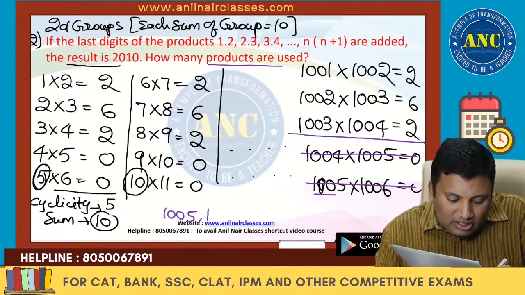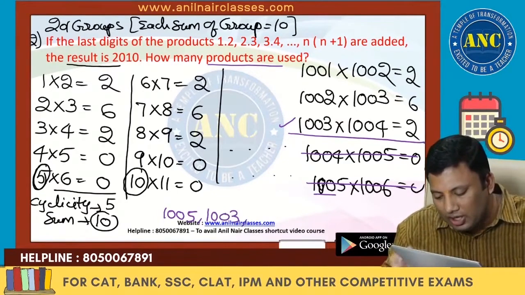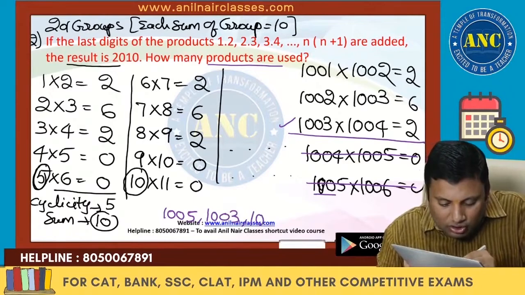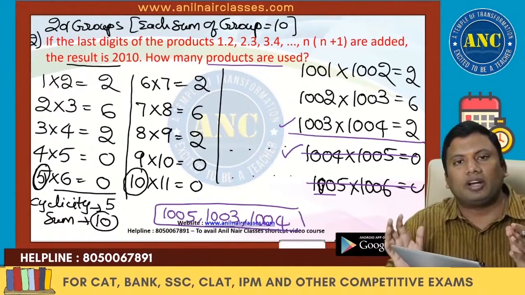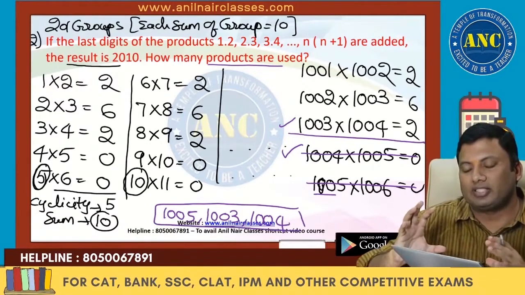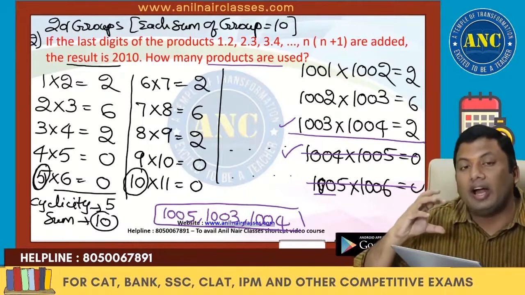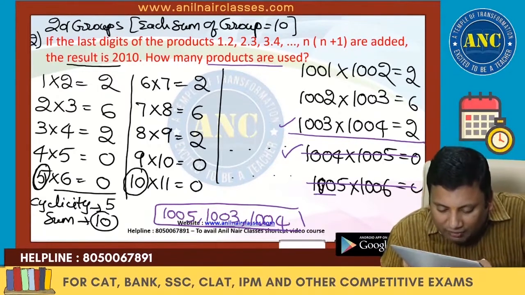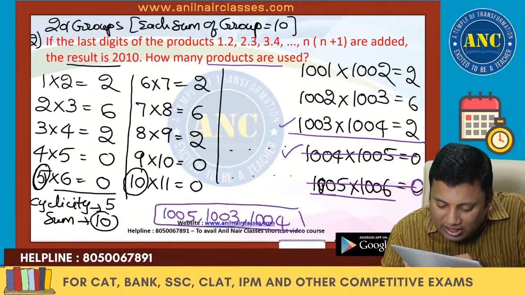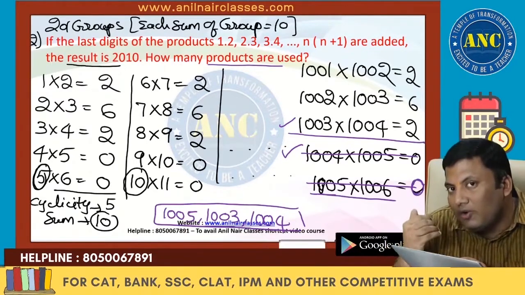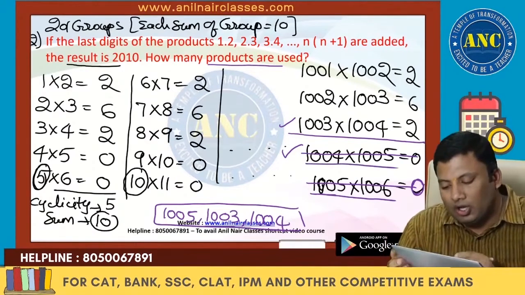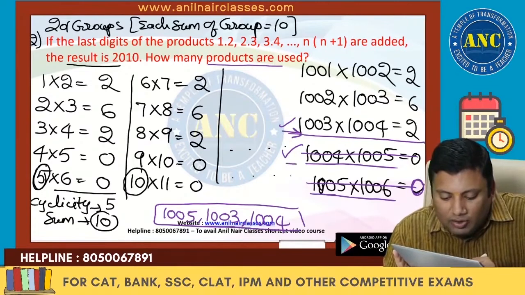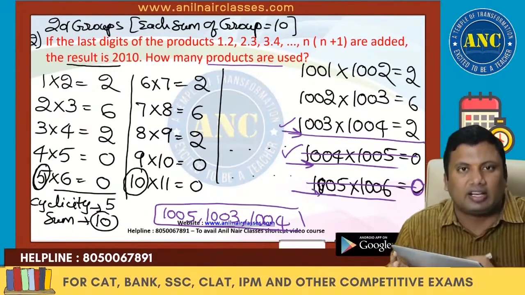So how many products are used? Till here it can be used. 1003 groups can be used. These unit digits are 0, so these also can be used. So the answer is not 1005. It could be 1003 products or 1004 products, because the 1005th product is 1005 into 1006, whose unit digit is 0. 2010 plus 0 is still 2010. So you can take till here, or till here, or till here.